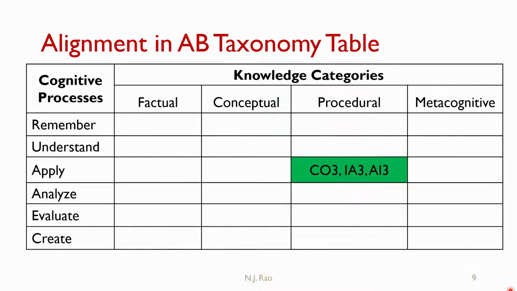When the assessment and instructional activities are in full alignment with CO3, then they should be located in the same cell. That is why we located IA3 and AI3 in the same cell 3. That is what we really mean by a true alignment, but this is 100% alignment. It may not always happen that way.